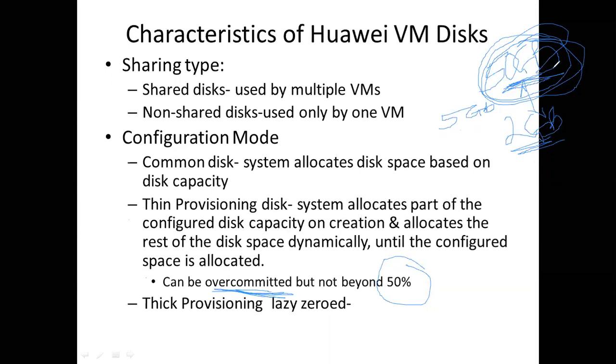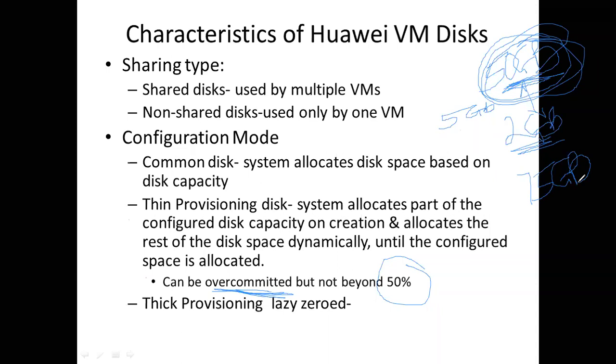What is 50% of 50? 50% of 50, that's what? 25. Okay, it's 25 gig. That's true. So what it means is, if we are using thin provisioning, this disk can get more than 50 gig, up to 75 gig. That would be the maximum, up to 75 gigabytes.